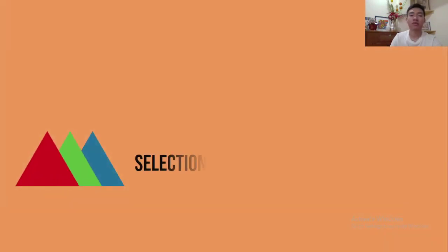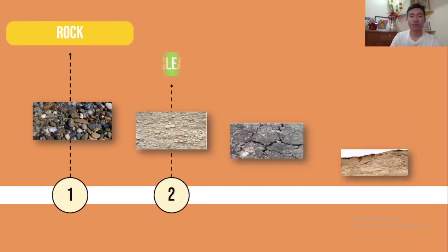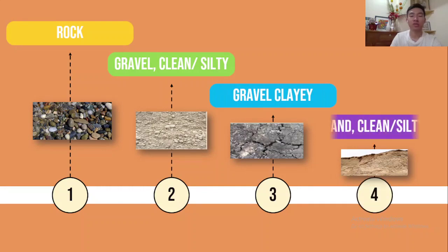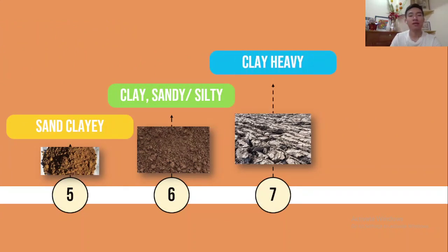Now let's proceed to selection of compaction equipment. Here we have the different types of soil. We have rock, gravel clean or silty, gravel clayey, sand clean or silty, sand clayey, clay sandy or silty, and heavy clay.